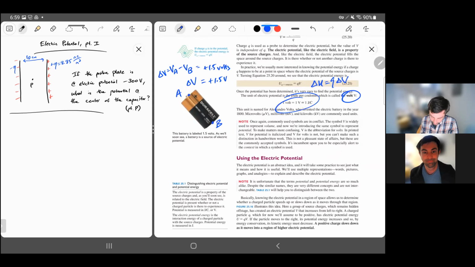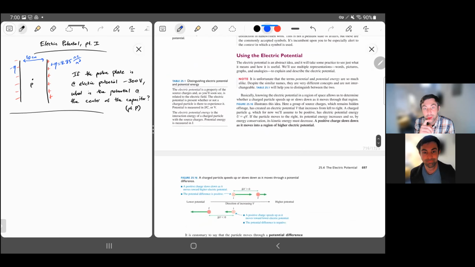The unit here is such that this has to be true. It's the SI unit of energy divided by the SI unit of charge, if I divide both sides by Q. So 1 volt is defined to be 1 joule per coulomb. We already know what a joule is, we already know what a coulomb is. So a volt is a joule per coulomb.